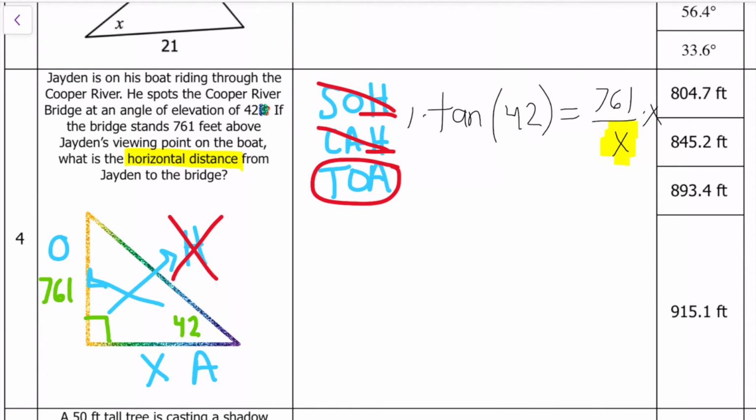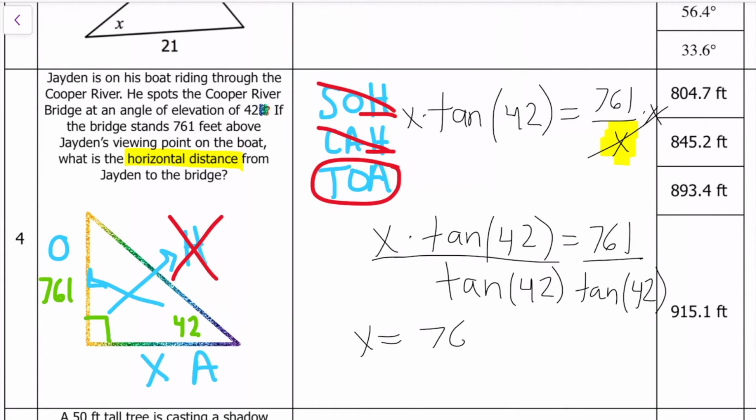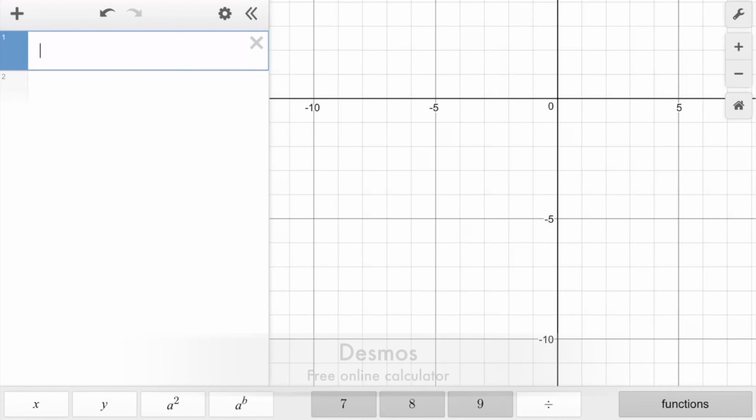The first thing we are going to do is multiply both sides by x. On the right side, the x's will divide out to 1, so we're just left with 761 on the right side. On the left side, we still need to isolate x, so we're going to divide both sides by tangent of 42. And now we're left with x equaling 761 over tangent of 42. That can be directly put into your calculator to get the equivalent answer.